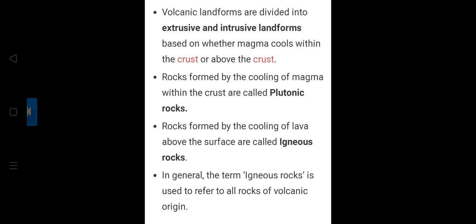In your junior classes, you will have learnt about the different types of rocks: sedimentary, igneous, and metamorphic rocks also. So what are the plutonic rocks? Which are formed by the cooling of the magma, and rocks formed by the cooling of lava are igneous rocks. Now, igneous rocks play a very important role. In general, the term igneous rocks is used to refer to all rocks of volcanic origin.